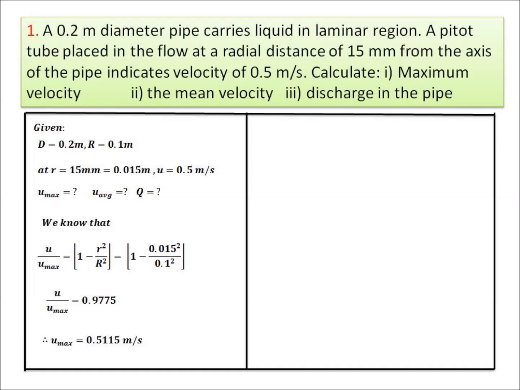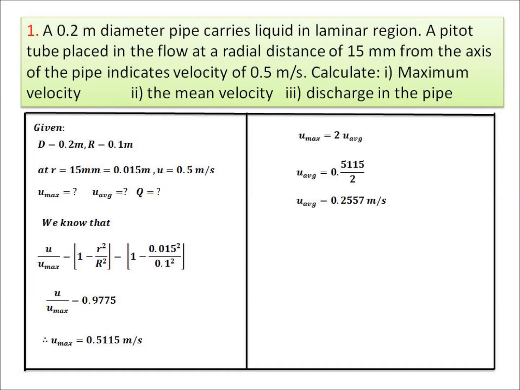So as the velocity is given at a 15 millimeter radius, and we have to find out the maximum velocity, it is better to use a formula of the ratio of velocity distribution to the u max, that is 1 minus r² upon R². So we have been given with r, that is 0.015, and capital R as 0.1. So this would be u upon u max, that is 0.9775, and from this putting the value of u as 0.5 meter per second, you will get u max is equal to 0.5115 meter per second.